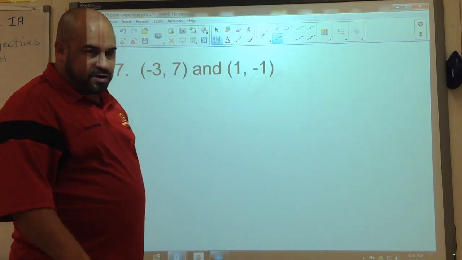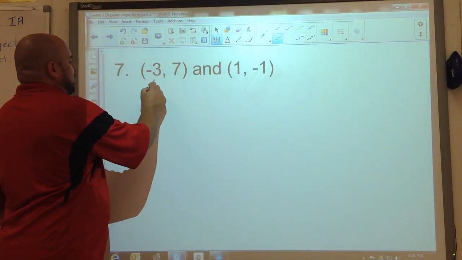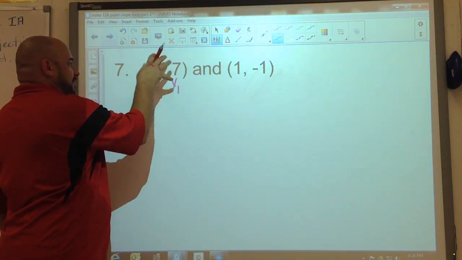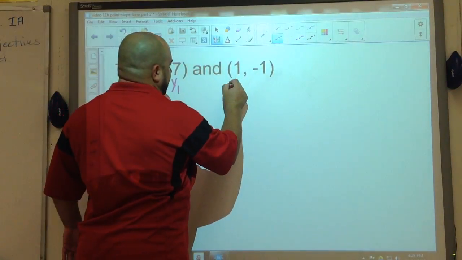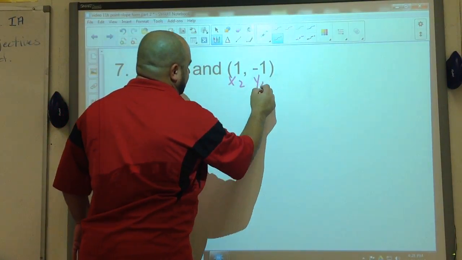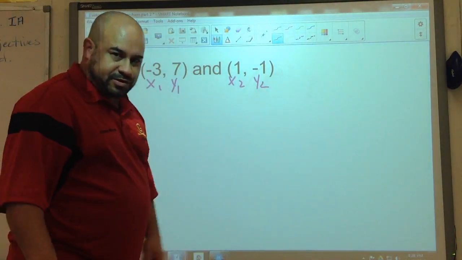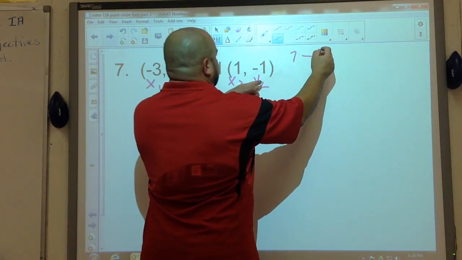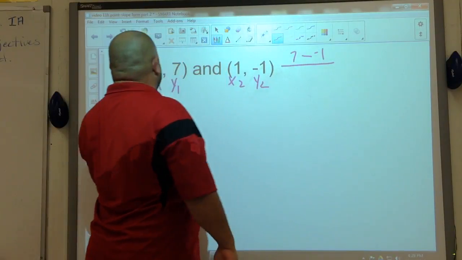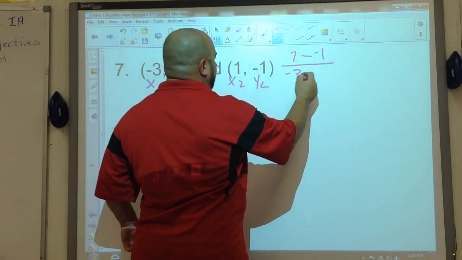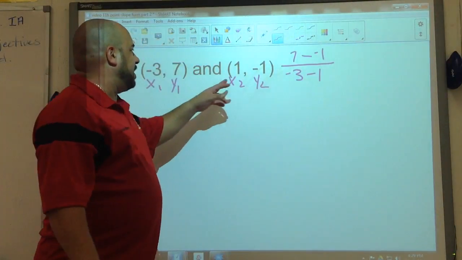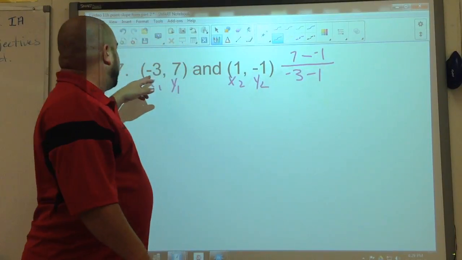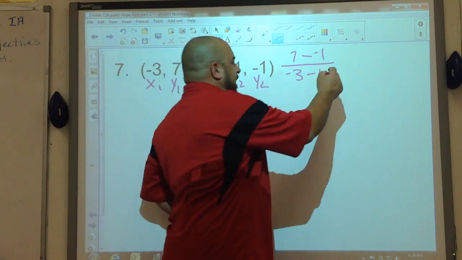So let's start with the first problem. Let's start by labeling it, x1, y1. That's my first point. Here's my second point, x2, y2. Let's use these 2 points to find the slope. So 7 minus negative 1, and then negative 3 minus 1. So y1 minus y2 up top, x1 minus x2 on the bottom.